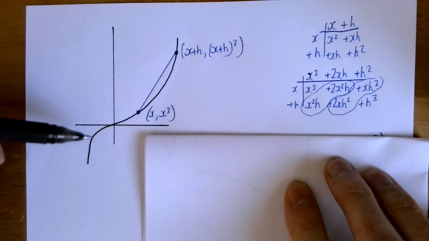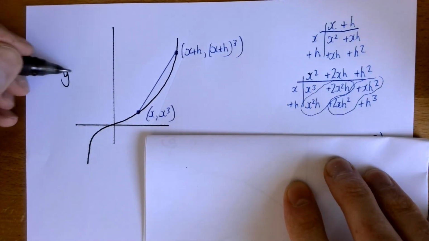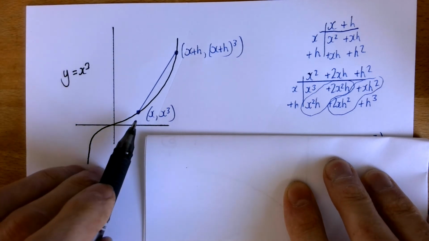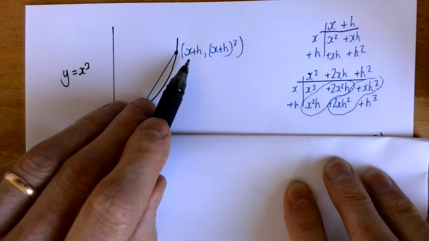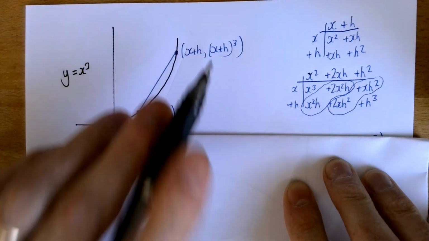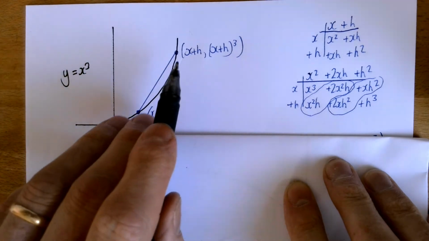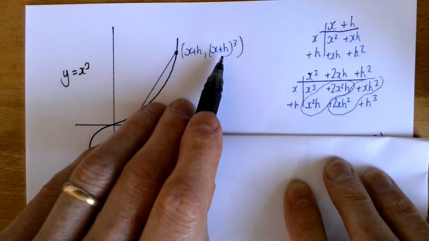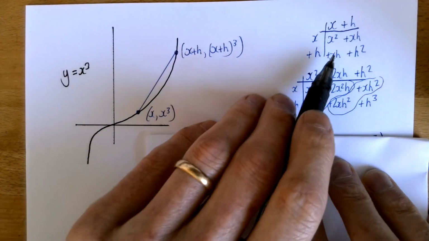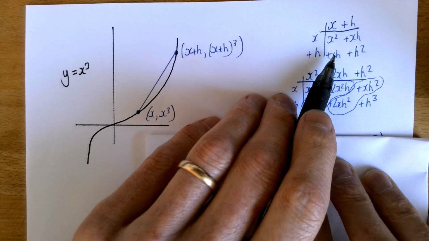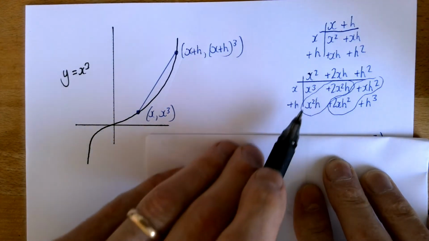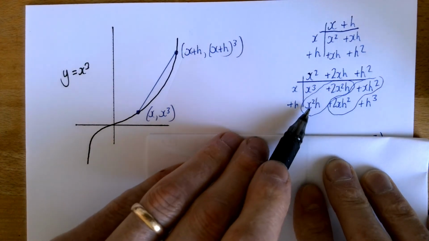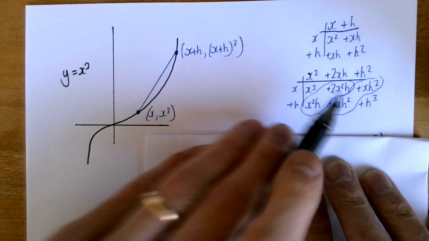Okay, so here's my very bad sketch of y equals x cubed. And here's the point that I'm trying to work out the gradient of, x cubed, and here's the point a bit further along the line, (x plus h) cubed. So I had to multiply this out. Now if you can remember doing the binomial just recently, you could have done it quite quickly. I did it the long way, so I did x plus h times x plus h, and took that answer and multiplied it by another x plus h, and I noticed that these two could be added together and these two could be added together.